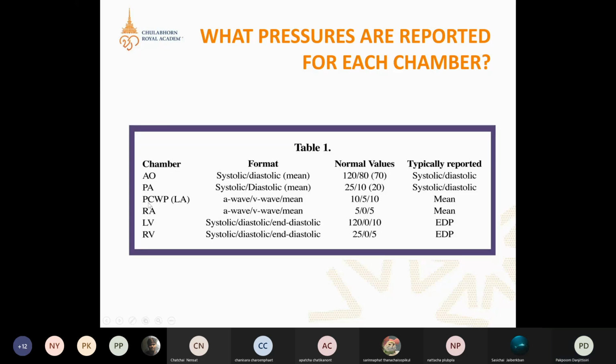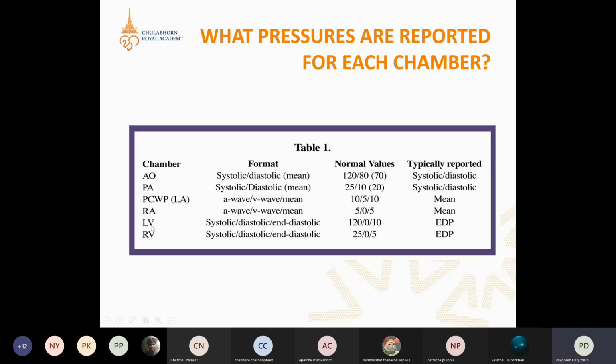What about the pressure inside the atrium? Because the atrial pressure will have an A wave, V wave, and C wave or something like that, which value should you report to the doctor? Definitely it should be the mean value. So the mean value will be reported for the pulmonary capillary wedge pressure or LA pressure, and the RA pressure as the same.